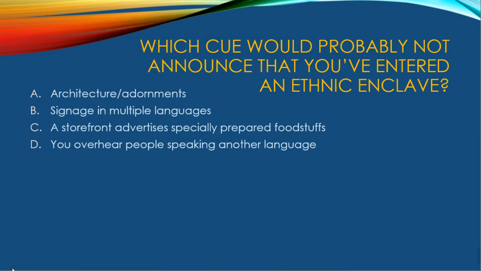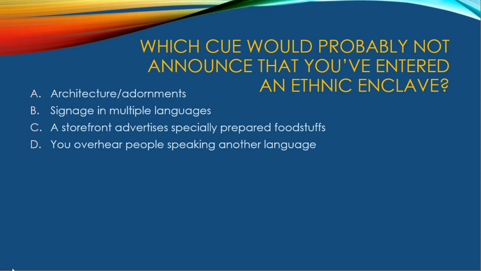Okay, and if you've traveled around any cities, you can recognize when you move into an ethnic enclave, right? So which cue would probably not announce that you've entered an ethnic enclave? Architecture and adornments, signage in multiple languages, a storefront that advertises specially prepared foodstuffs, or you overhear people speaking another language. It's going to be all of the things within the neighborhood that really make it the ethnic enclave. All of those big cues that you're seeing: food, religious structures, housing structures, even the way people hang their laundry out, right, in cities. Those are going to be the things.